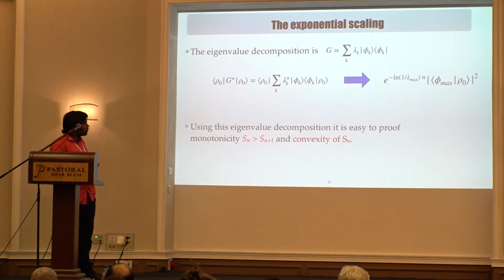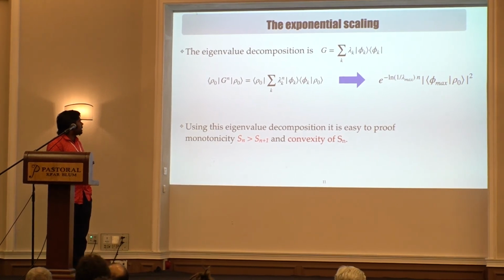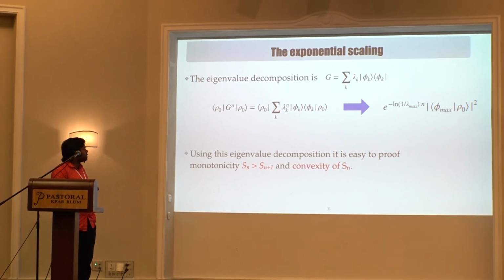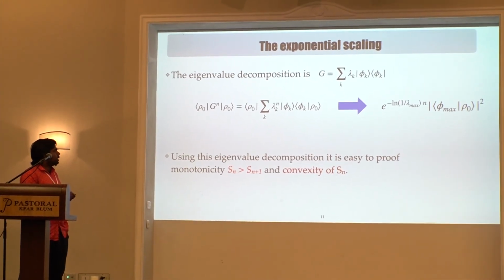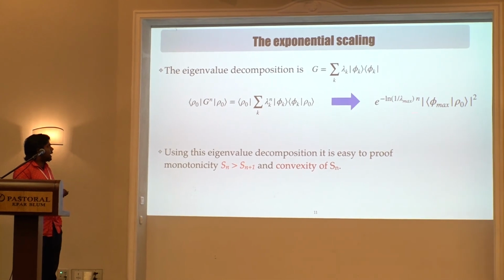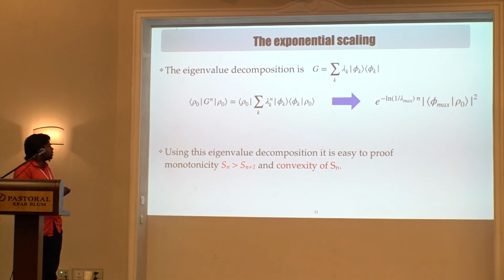Now, let's prove the exponential one. If my operator G is a positive operator, then G can be written like this, and if you take the nth power of this, it has this form. You see this lambda is less than 1, so it has all these decaying modes. In the large time limit, if n is very large, then only this term will contribute to the sum, other terms will just vanish. So, the slowest decaying mode will prevail. This is the reason why we have this exponential scaling. And using the same methodology, one can prove the monotonicity property, that S_n has to be greater than or equal to 0, and the convexity property of S_n.